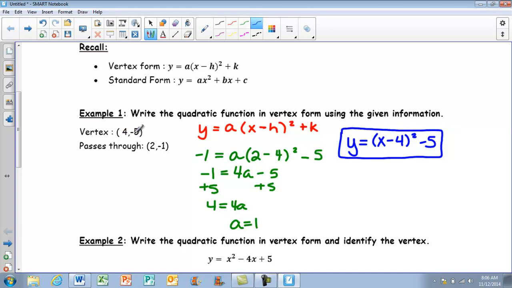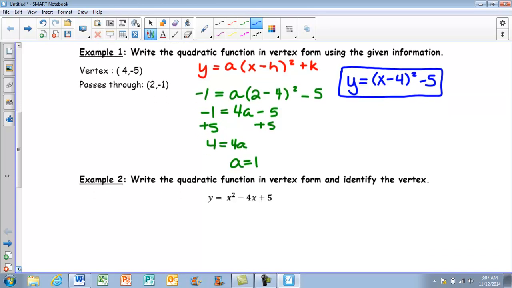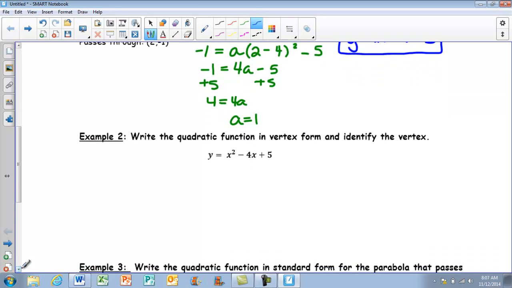So that's all we have to do for that example. Use the information that they give you and plug it back in for x and y and h and k. Now, if we take a look at our second example, it's a little bit different. Still, we're going to write our equation in vertex form. We are going to do this by completing the square, which is what we did in 4.7.